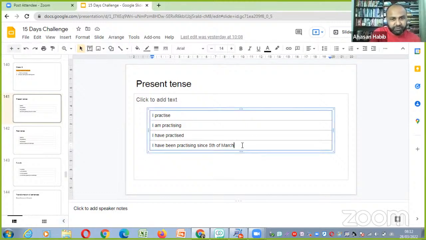So can you please type in the chat box these 4 sentences? I'd like to see if you do know it. You need to write down 4 sentences: I practice, I'm practicing, I have practiced, I have been practicing for 10 days. Type in the chat box very quickly. I'd like to see your comments. I'll be waiting to see your sentences.